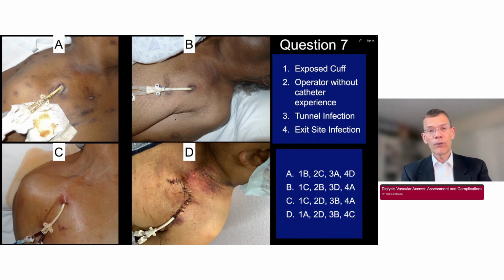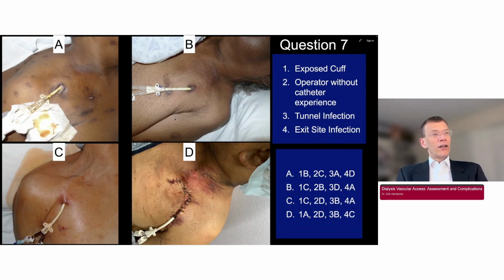So here's the combo questions that you can get. So see what you think. What's the exposed cuff? Which one is the exit site infection? Which one is a tunnel infection? And then which one is an unusually placed tunneled catheter?